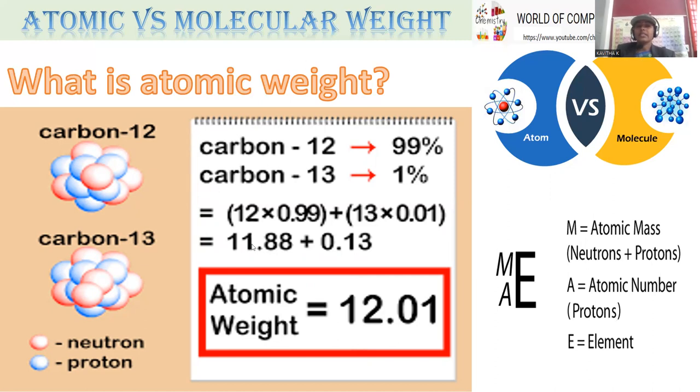Average atomic mass is equal to isotope 1 plus isotope 2. So isotope 1 will be 12 times 0.99. Isotope 2 will be 13 times 0.01.